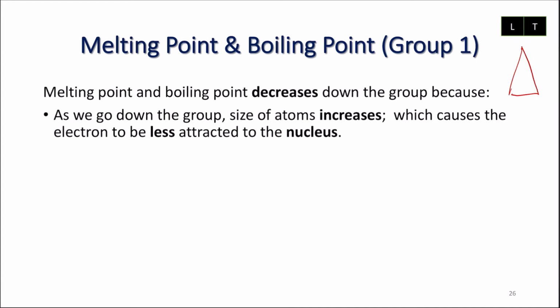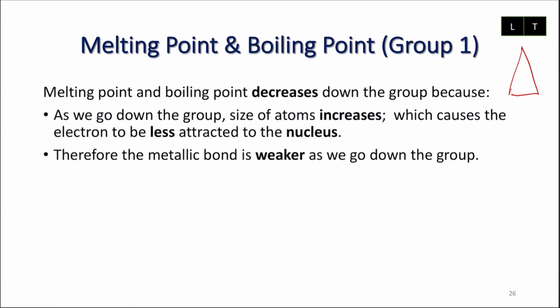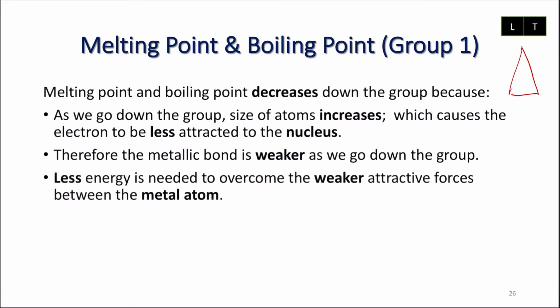Maknanya attraction between nucleus and valence electron sangat lemah. So, maknanya metallic bond is weaker. Dalam kes ini, we talk about metallic bond kerana group 1 adalah metals. So, less energy is needed to overcome the weaker attractive forces between metal atoms. Therefore, we get lower melting point and boiling point. So, itu reason dia untuk group 1.